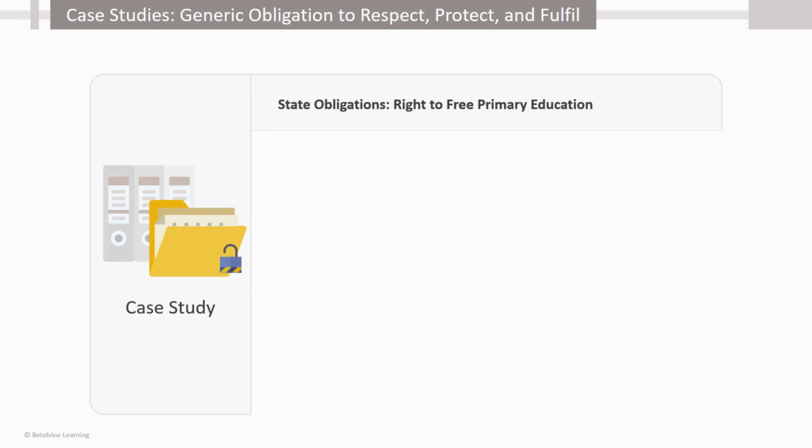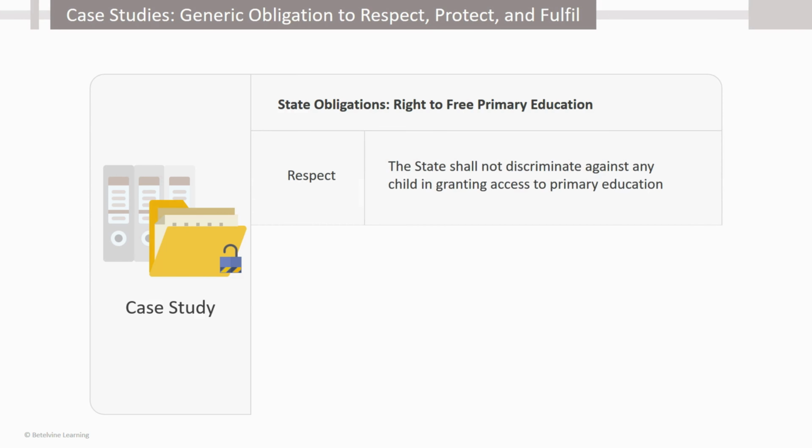Right to free primary education. Equal right of every child to access primary education. Obligation to respect. The state shall not discriminate against any child in granting access to primary education.